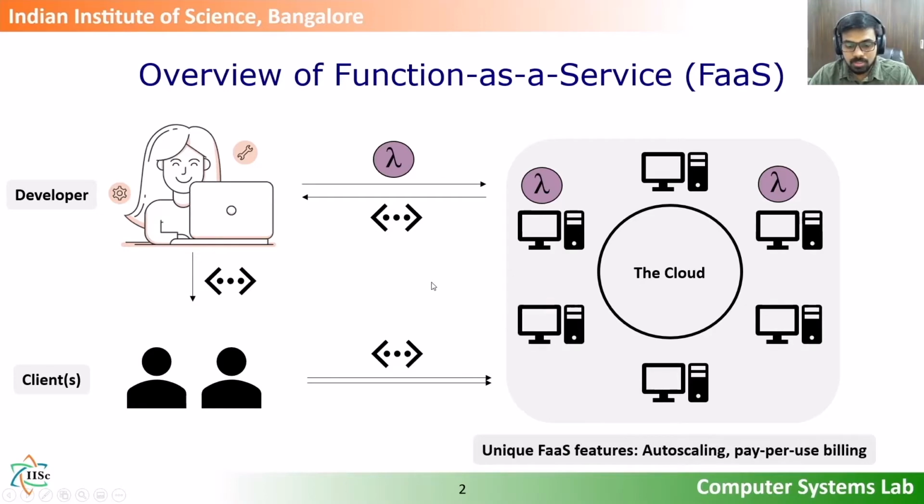Typically, FaaS functions are expected to be stateless, and they're usually short-running. All the major cloud providers have a FaaS offering. For example, AWS has Lambda, and Microsoft has Azure Functions.